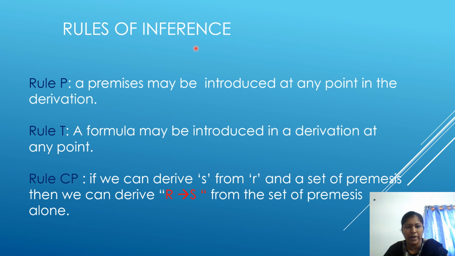Here the rules for inference are rule P, rule T and rule CP. Rule P means if we are introducing the premises or hypothesis in the derivation, then it is mentioned by the rule P. Rule T means if we are using any formula to derive the problem, then it comes under the rule T. And finally, if you are deriving S from R and the set of premises, R implies S is taken under the rule CP.